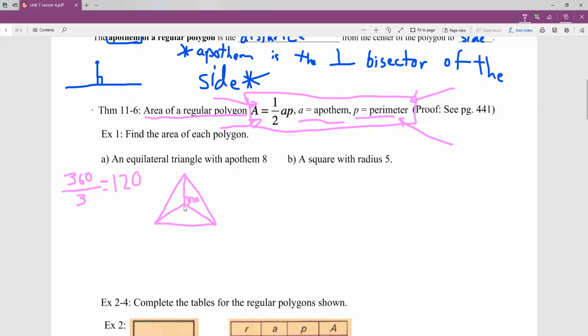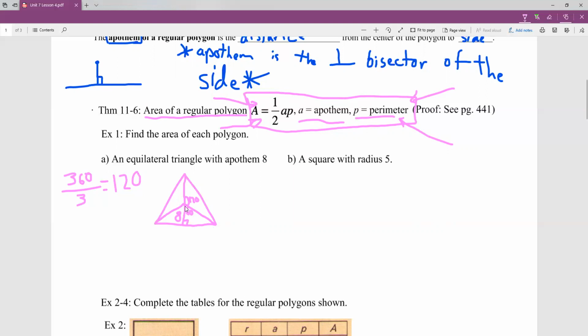Let's redraw that apothem. So when I redraw this apothem here, I know that has a length of 8. What is going to be this little angle measure right here? If you guess 60, you'd be right, because this apothem divides the central angle into 2 congruent angles. So now we have a 30, 60, 90 triangle.